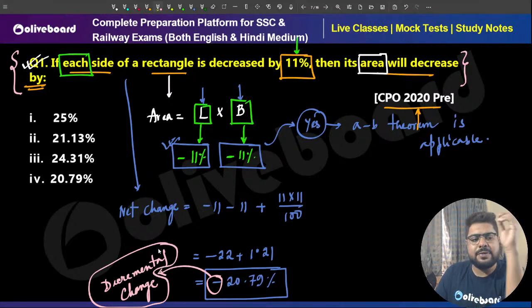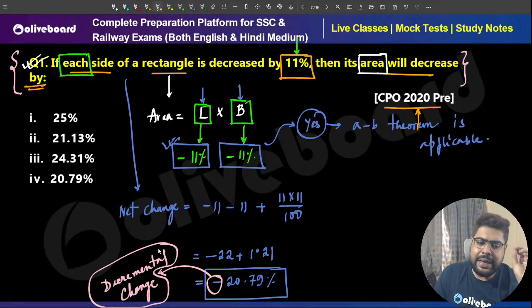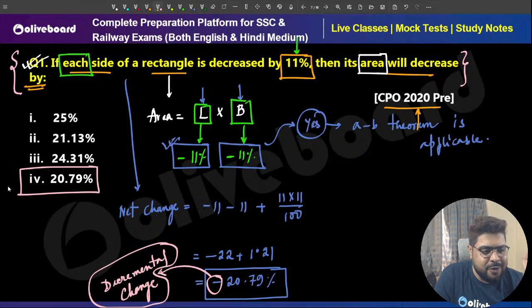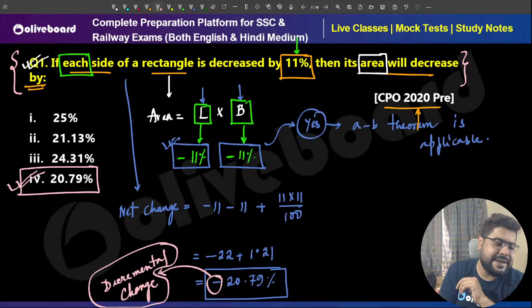So that means if the area was 100 units in the beginning, it will be 20.79% less. That is all there is. This minus, do not get confused by this minus. So sir, our answer will be option number 4, that is 20.79%.